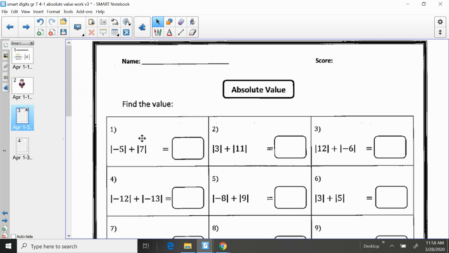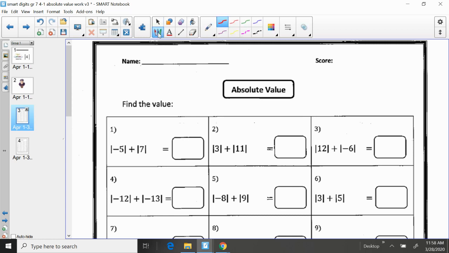So now we have 2 absolute values inside one problem with a plus sign. And look at how that cursor fits right over the plus sign, almost like it was made to fit over it. That's pretty cool. So let's look at this first one. It's absolute value of -5 plus absolute value of 7. Very, very easy. Just think of these 2 things as separate when adding them.